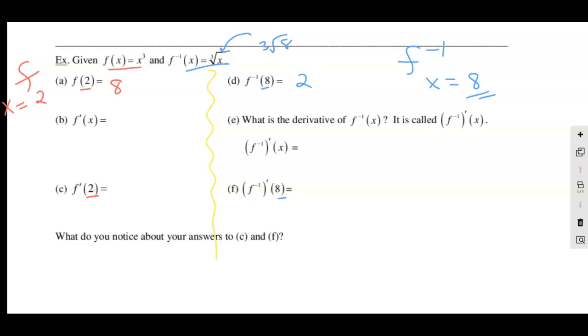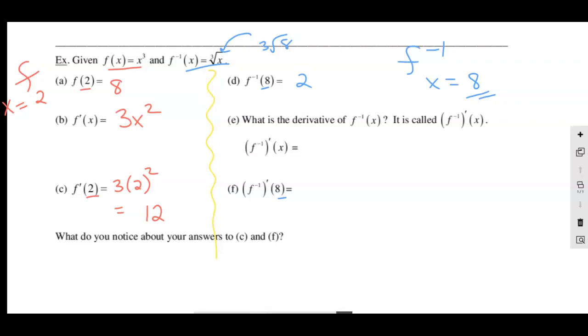Now we can take the derivatives of both of these. Let's do the original side first, and then we'll do the inverse. The derivative of x cubed is easy. It's 3x squared. And then I can plug in my x value to that side. 3 times 2 squared. That's going to end up giving me 12. Right, so the derivative of the original at 2 is 12.